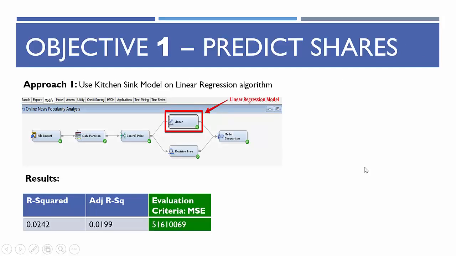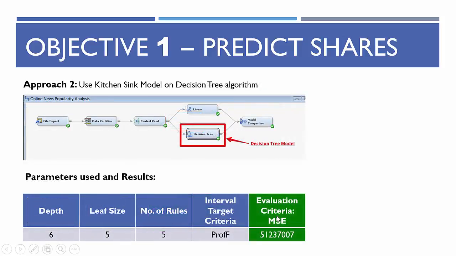The first objective is to predict the number of shares, which is a continuous variable. The first approach is using a kitchen sink model on linear regression. The result we obtained is R square of 2.5%, and adjusted R square is close to 2%. The MSE value you can see is very high. The second approach was using kitchen sink on decision tree. We can see that the mean square error value here again is too high.